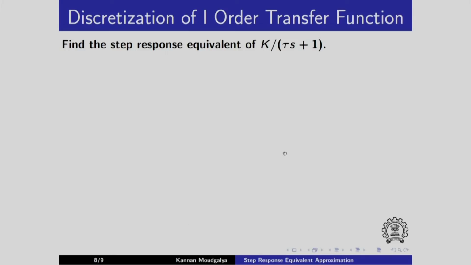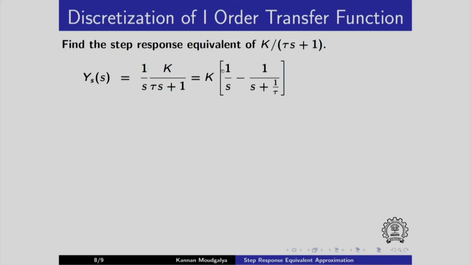Now let us discretize a first order transfer function. Let us say that the transfer function is given by k over tau s plus 1. Find the step response, multiply by 1 over s, do a partial fraction expansion. From here you get ys of t, which is equal to k times the inverse of this, which is 1, and then the inverse of this is exponential minus t over tau. These are standard results that one knows from Laplace transform, and of course t is greater or equal to 0.